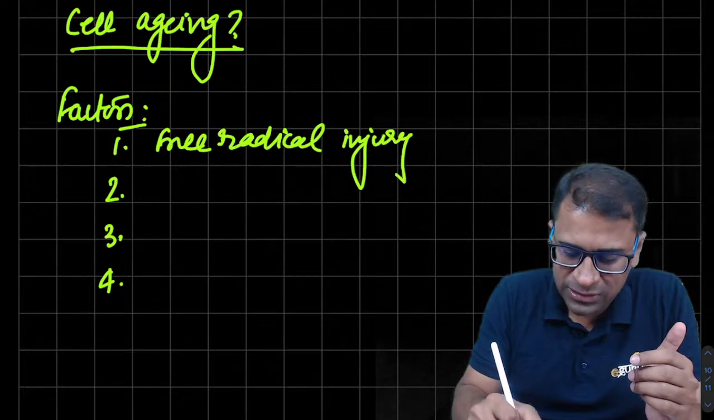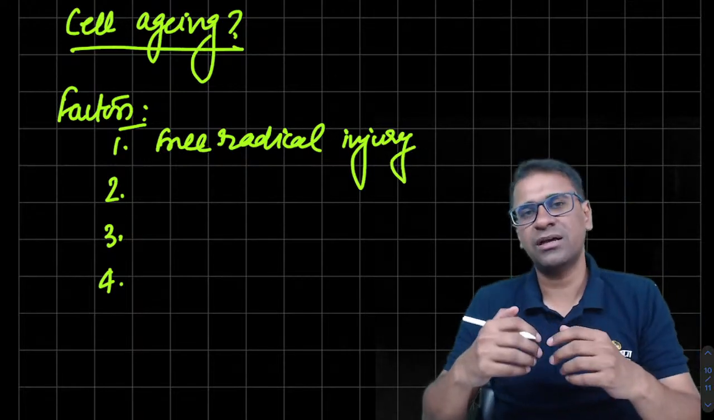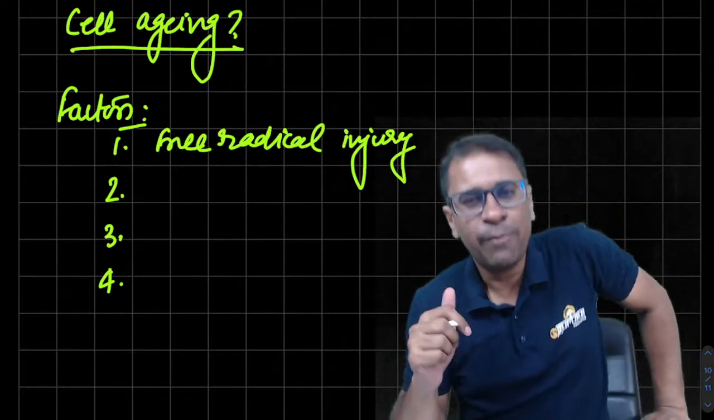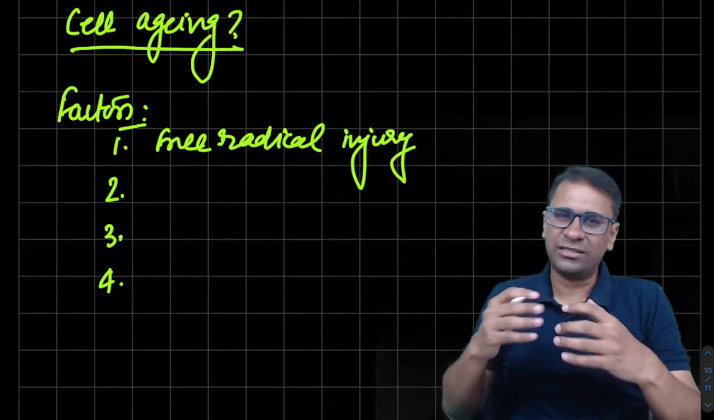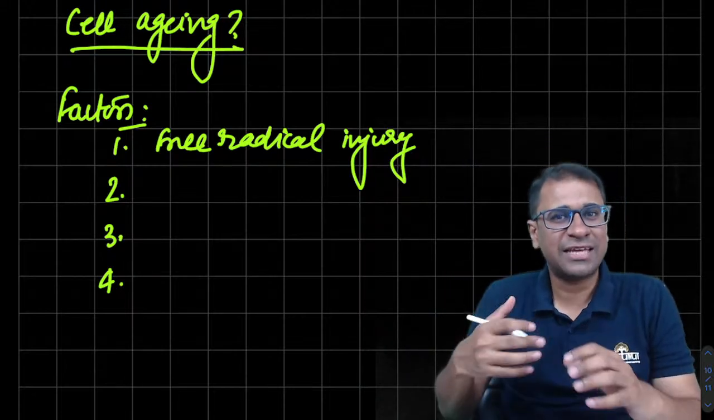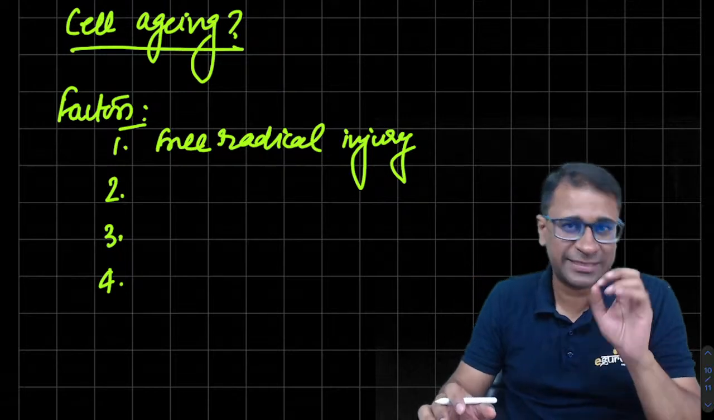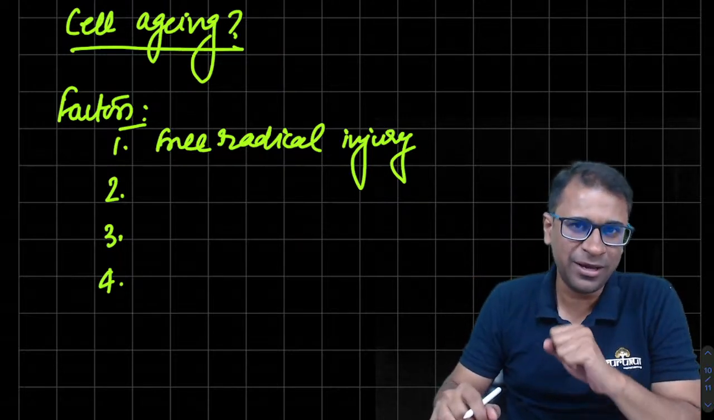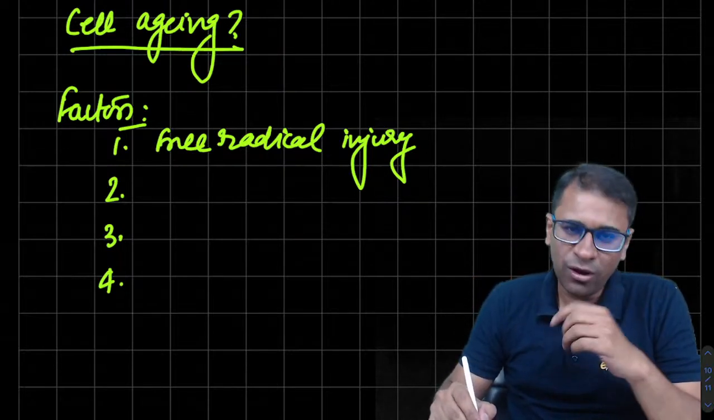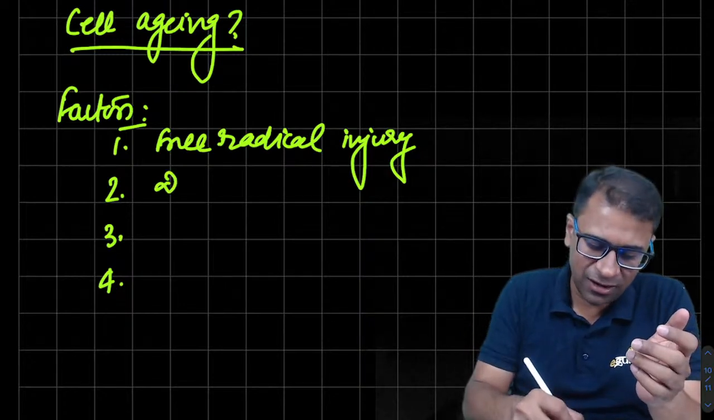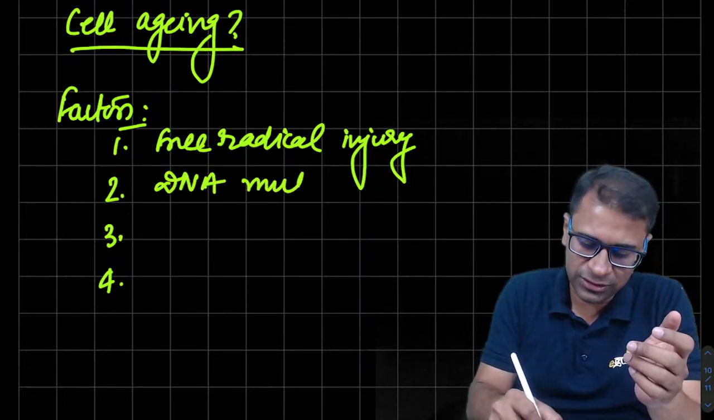Now remember, we are talking about cell aging. Right now, we're not talking about tissue aging or skin aging. Skin ages because of collagen cross-linking, and that is why the skin ages. Right now, I'm discussing cell aging, so keep that in mind. Okay. So free radical injury is one of the factors. It can occur because of DNA mutations.